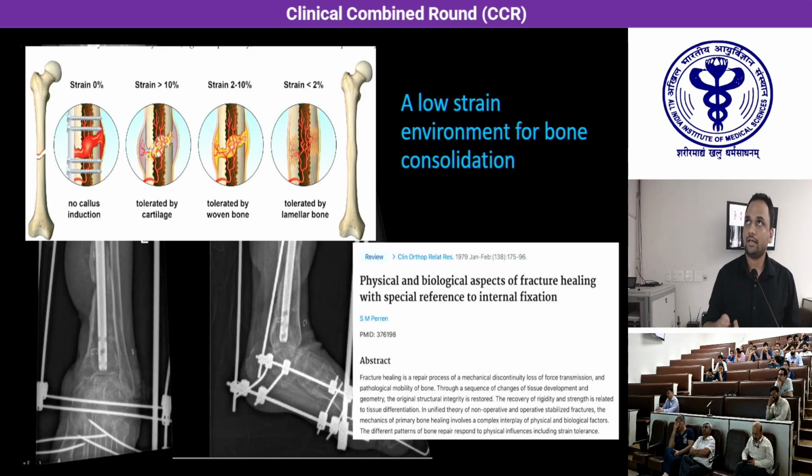In our situation, a low strain environment was necessary for bone consolidation. This low strain environment was created by already supplementing the nail, which is inside. It was supplemented by the posterior rod of the jest fixator, and thereby we were able to create a strain less than 2%. The strain of 2 to 10% was not feasible because the bony ends were atrophic and non-vascular, which would not be able to form callus.